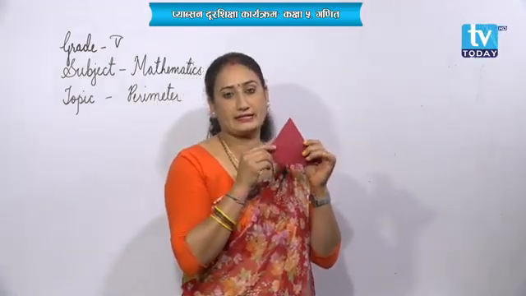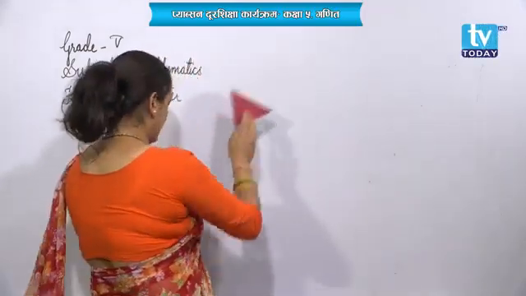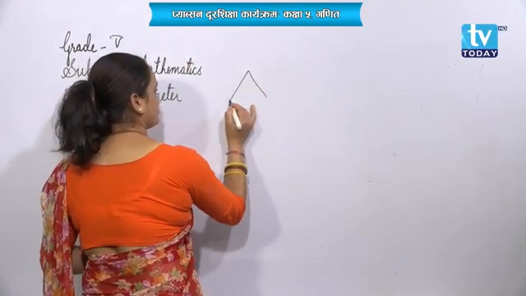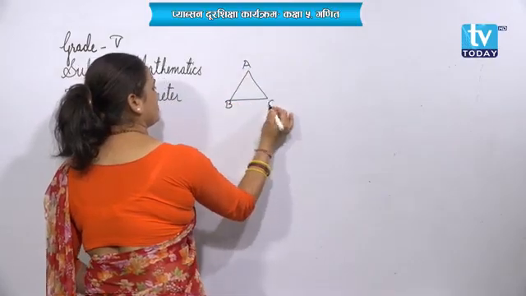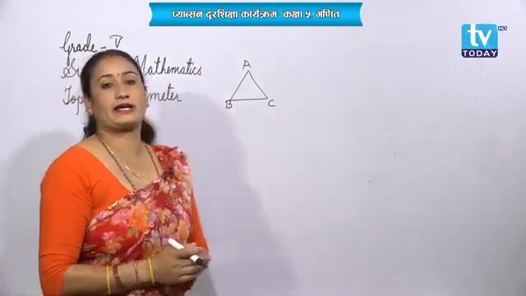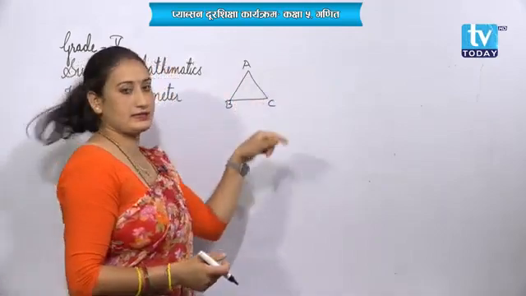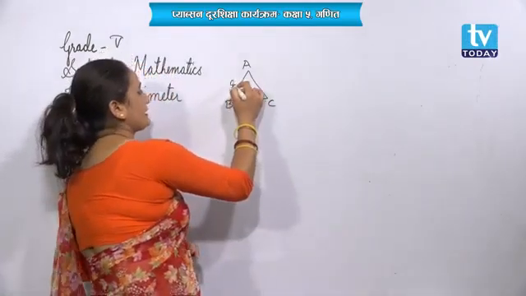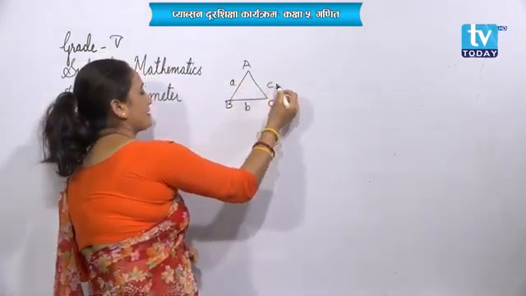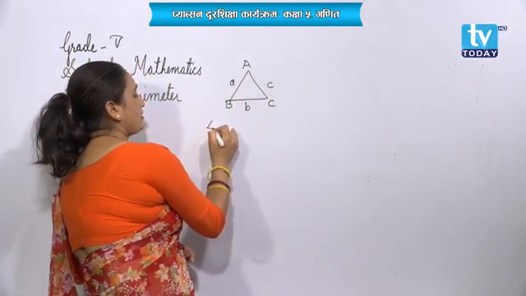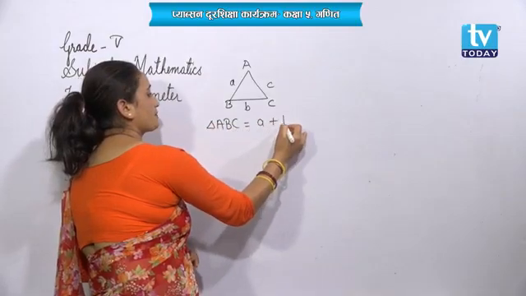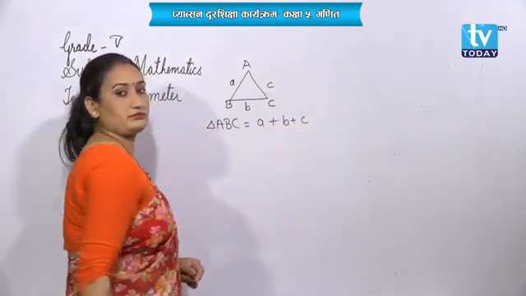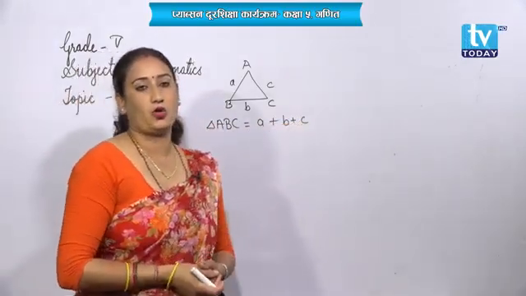So, we can easily give the sides names in this picture. We can say ABC. So, this side is A, this side is B, and this side is C. The perimeter of triangle ABC will be A plus B plus C. Can we write it? Okay.